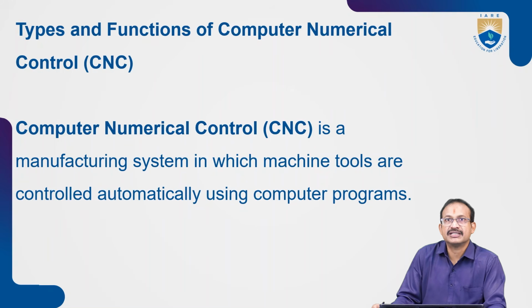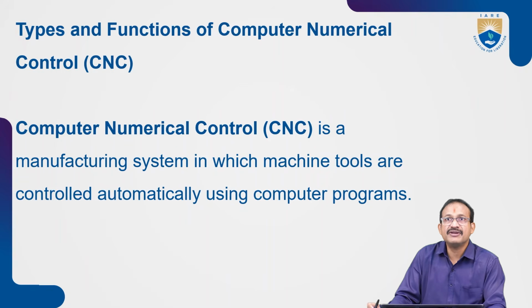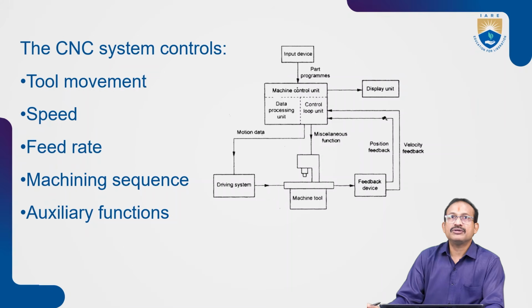CNC is a manufacturing system in which machine tools are controlled automatically using computer programs. Before we discuss the various types, let us see what CNC is. The CNC system controls tool movement, speed, feed rate, machining sequence, and auxiliary functions.